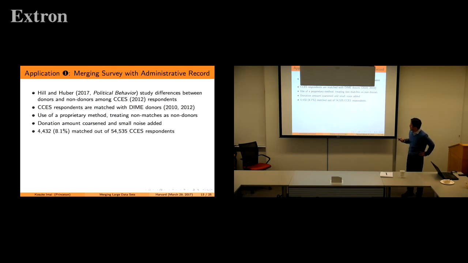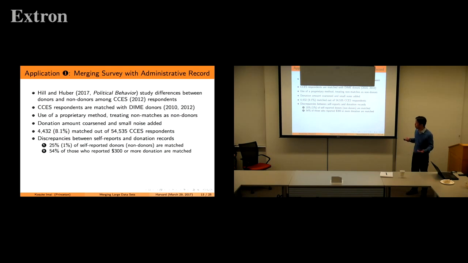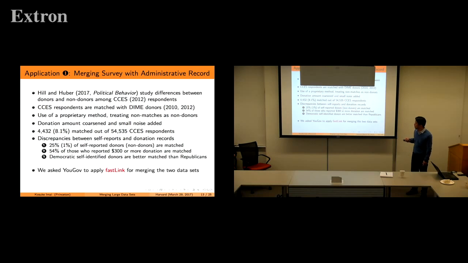All right, so what we did is, the CCES was able to match 8% out of 55,000 respondents. So this is a big survey, with 55,000 respondents. And there are some discrepancies between self-reports and donations when the CCES used the proprietary method. Only 25% of self-reported donors are matched to the donation record. Democrats seem to be better matched than Republicans.